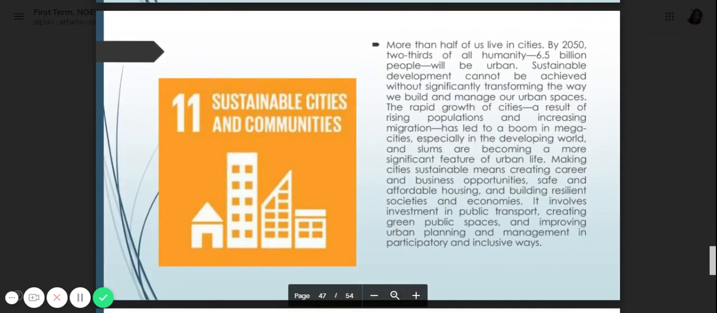Number 11, sustainable cities and communities. Sustainable development cannot be achieved without significantly transforming the way we build and manage our urban spaces. The rapid growth of cities, a result of rising population and increasing migration, has led to a boom in megacities, especially in the developing world, and slums are becoming a more significant feature of urban life. Making cities sustainable means creating career and business opportunities, safe and affordable housing, and building resilient societies and economies.